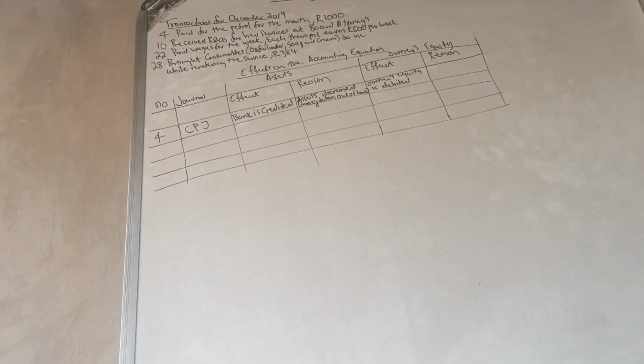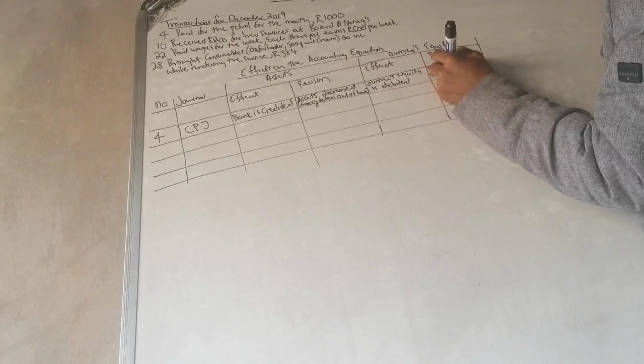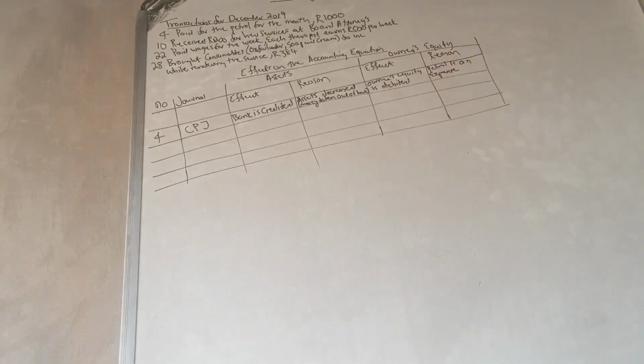Right. And then what will be the reason? If the owner's equity is debited, what could be the reason for that? Remember, in the statement, we paid for petrol. Petrol gives energy to the car. Is petrol an asset or an expense? It's an expense. So the reason is that petrol is an expense, because we need to buy that petrol. We are spending on petrol. Everything that we spend on is an expense.